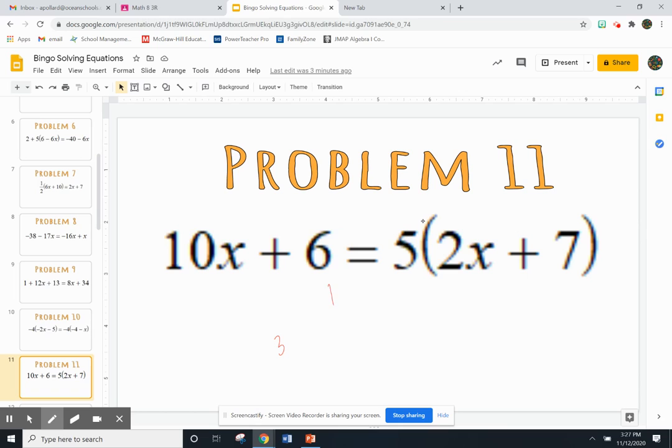Distribute over here, so 10x plus 6 equals 10x plus 35. Subtract 10x from both sides, and they cancel out. So we get 6 equals 35. 6 does not equal 35, and it never will, so we have no solution.